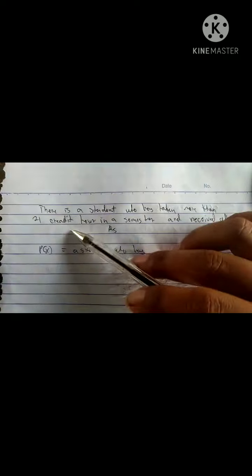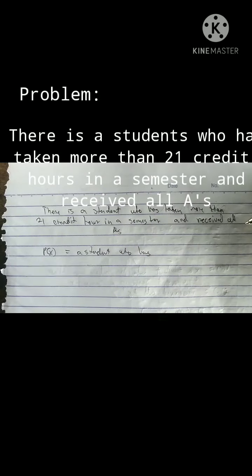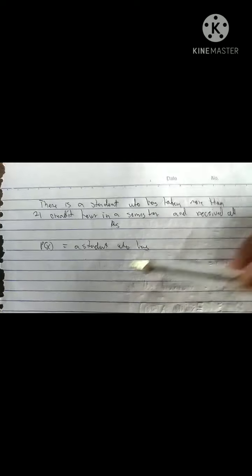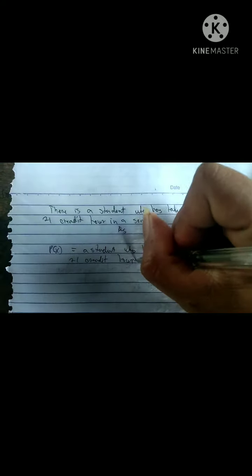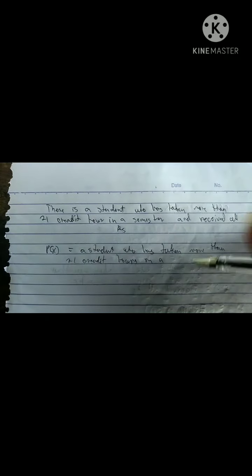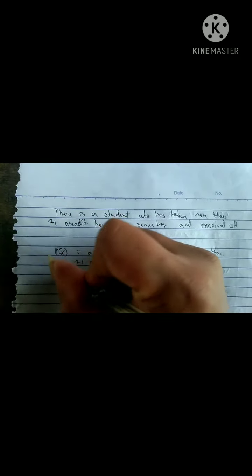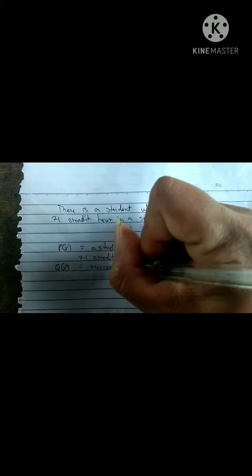We will express this statement using predicates and quantifiers. So our statement is: there is a student who has taken more than 21 credit hours in a semester and received all A's. So let P(x) represent a student who has taken more than 21 credit hours in a semester, and let Q(x) represent receiving all A's.